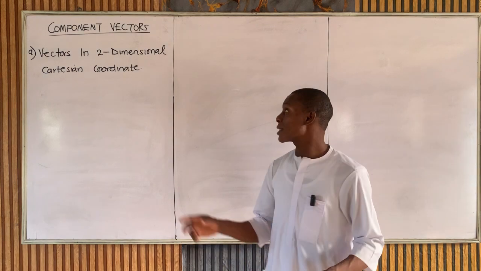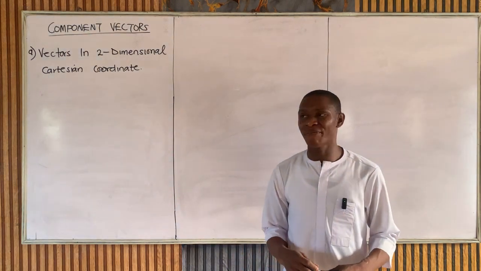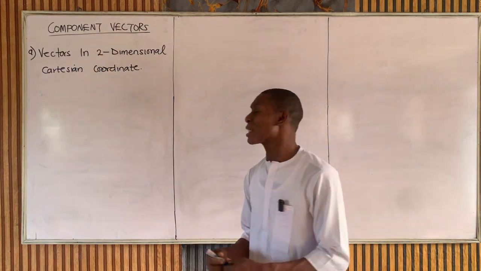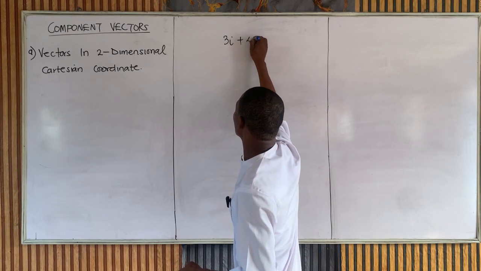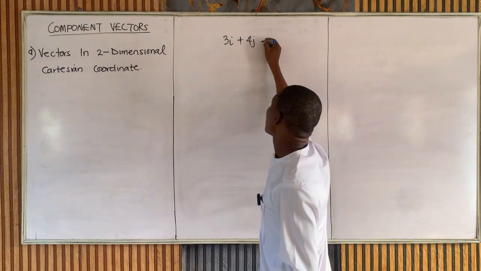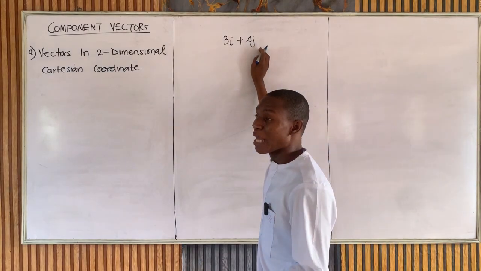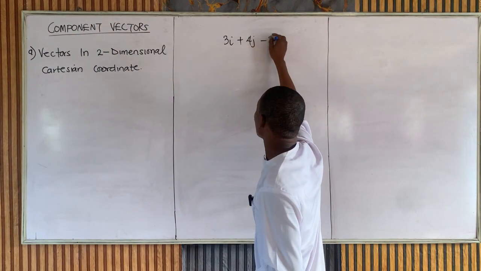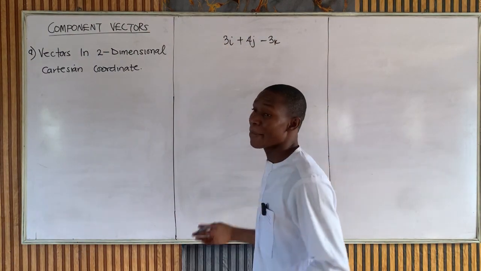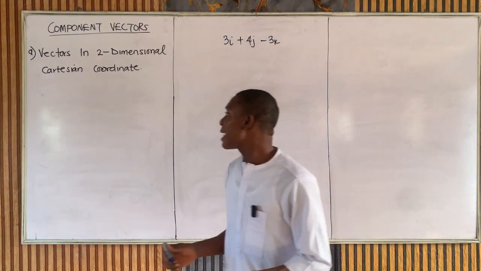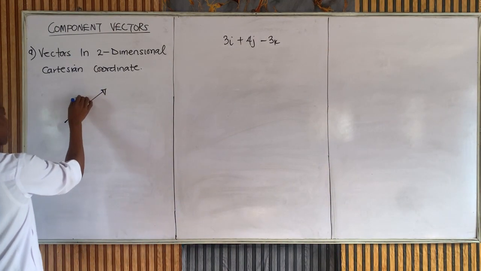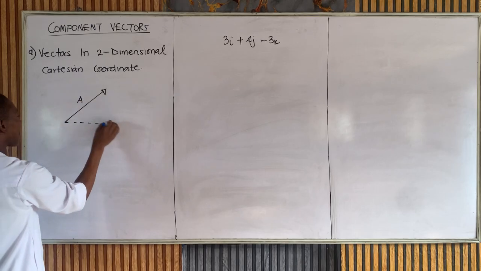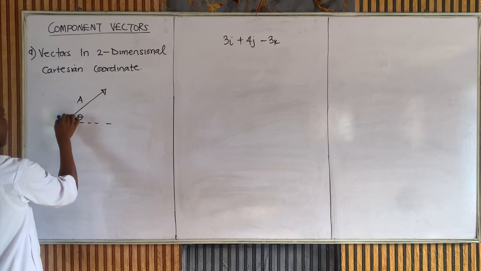And so we want to consider component vectors. Component vectors are those vectors you represent like this, having i and j and maybe k. If it's having i and j alone, it is two-dimensional. If it's having i, j, and k, maybe minus 3k, it is three-dimensional. And so let's assume we have a vector A now, making an angle of theta to the horizontal.